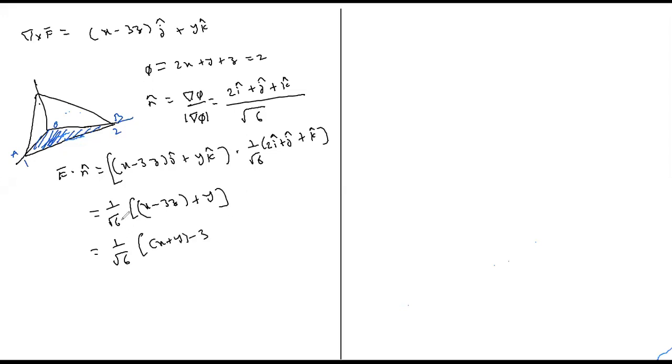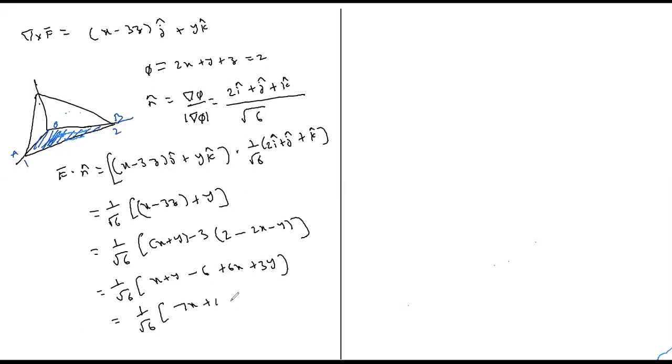But what is z value? We need to eliminate z because you are taking the projection on xy plane. Z is going to be 2 minus 2x minus y from the surface equation. So this is going to be x plus y minus 6 plus 6x plus 3y. Am I right? Minus into minus plus, 3 twos are 6. So the simplification is 1 by root 6, 7x plus 4y minus 6.